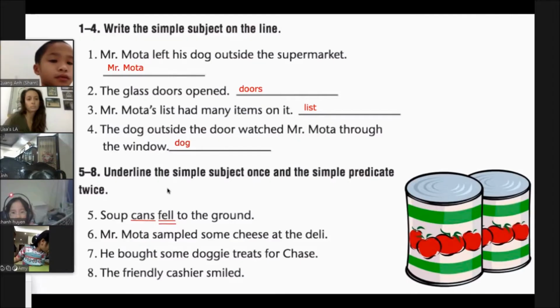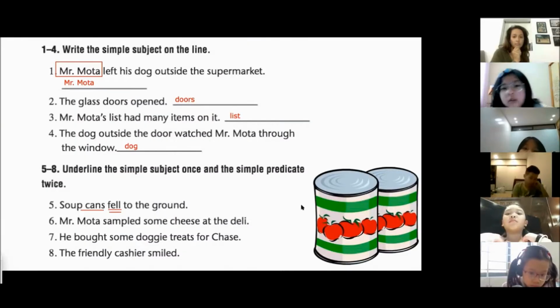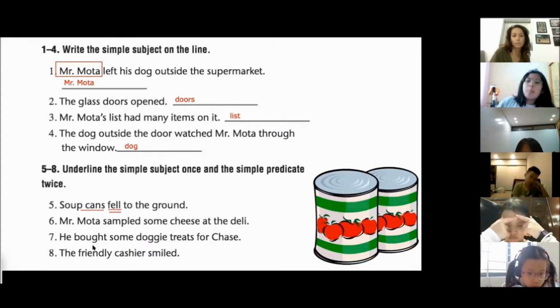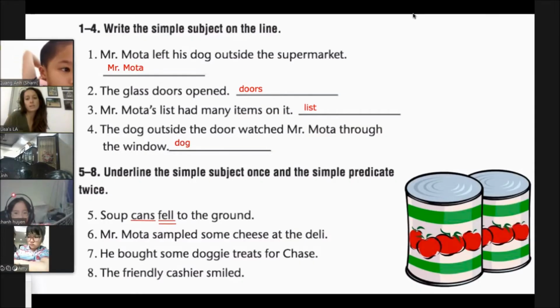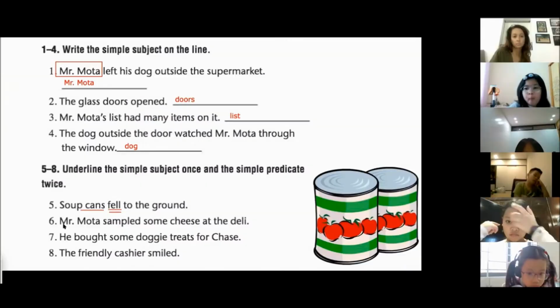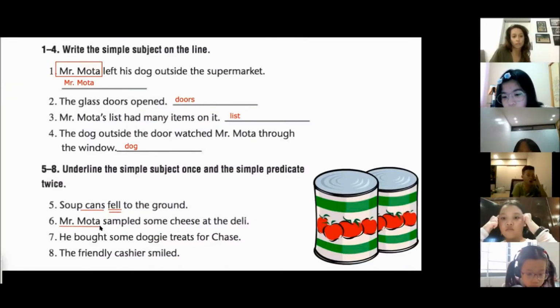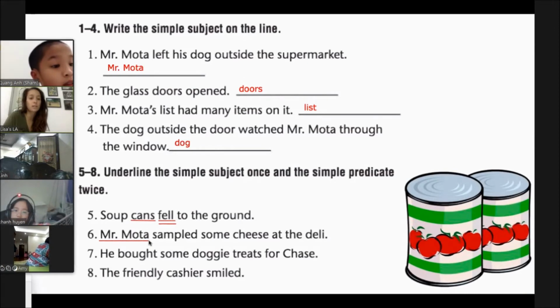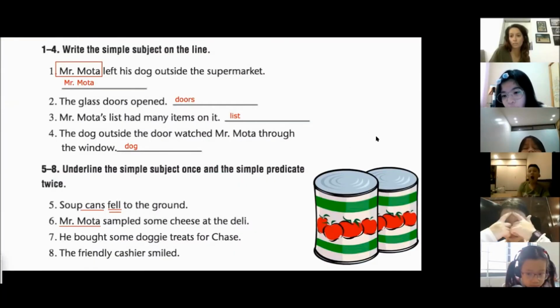Mr. Mota sampled some cheese at the deli. Okay. What's our simple subject? Who is this sentence about? Mr. Mota. Good job. Mr. Mota is our simple subject. This sentence is about him. And what is our simple predicate?